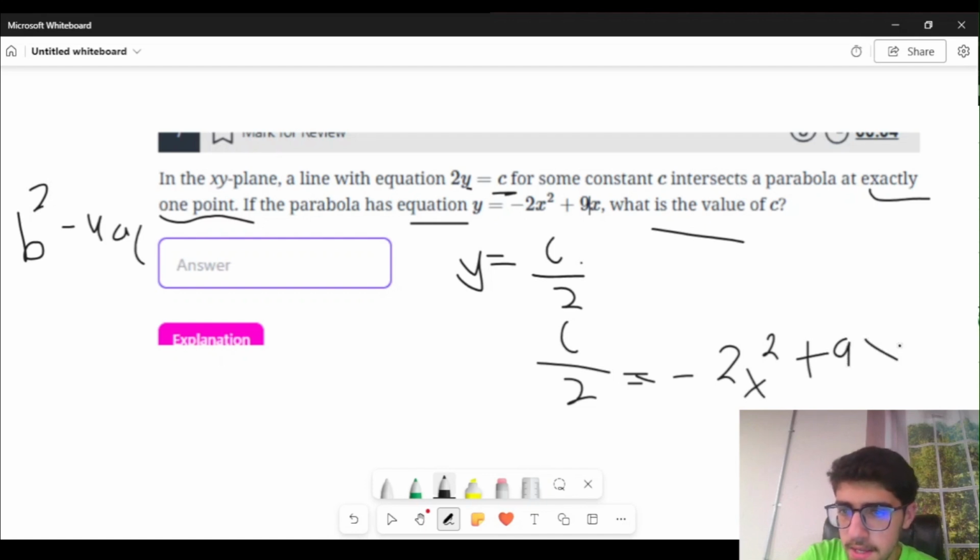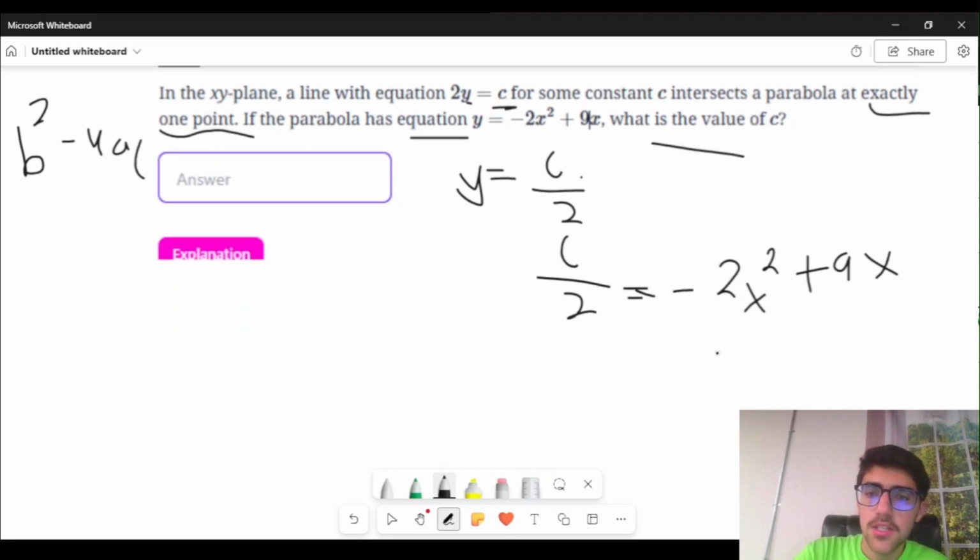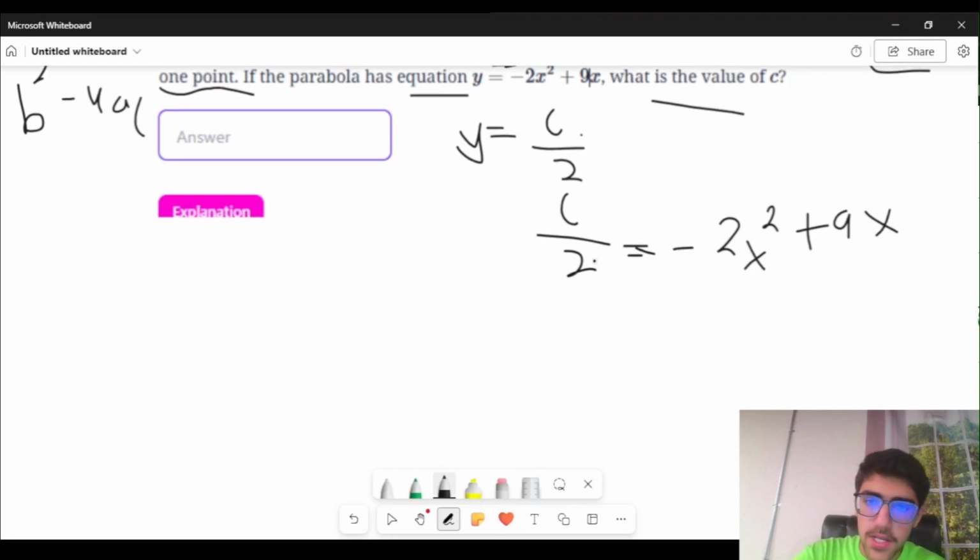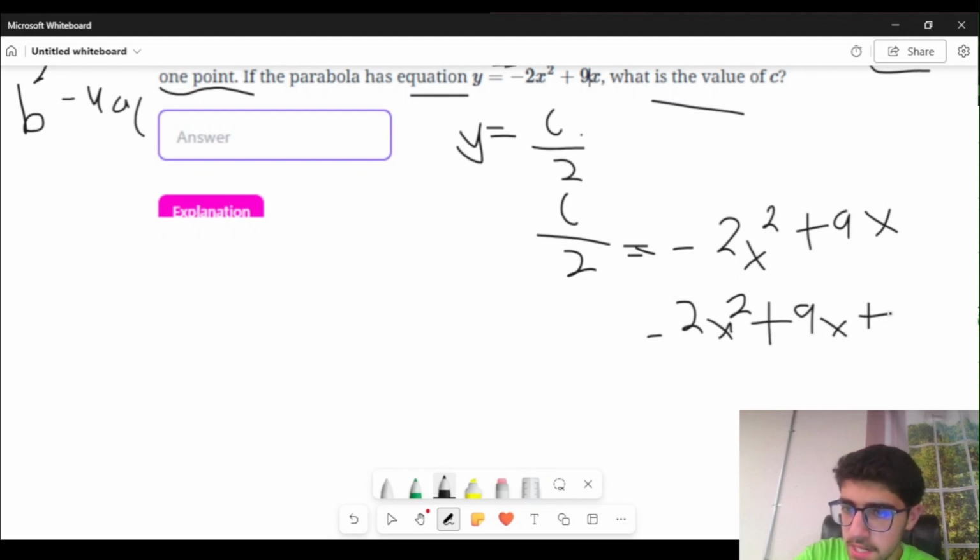So what is this giving me? This just tells me that the first equation, y equals c over 2, is equal to the second equation, y equals negative 2x squared plus 9x. So this is going to give me the intercept point, the point where they intersect. I want it to be only at 1 point. So if I subtract c over 2 from both sides, I get negative 2x squared plus 9x plus c over 2, where c is a constant. And then it's equal to 0.